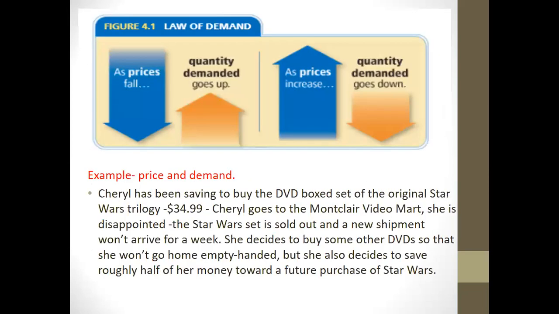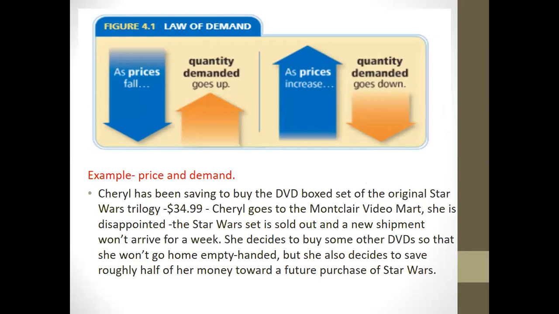Now over here, the same thing, but in a picture. Like it says, the arrow, as the price falls, the quantity demanded goes up. Now the opposite, as the price increases, the quantity demanded goes down. Okay, now an example, price and demand.